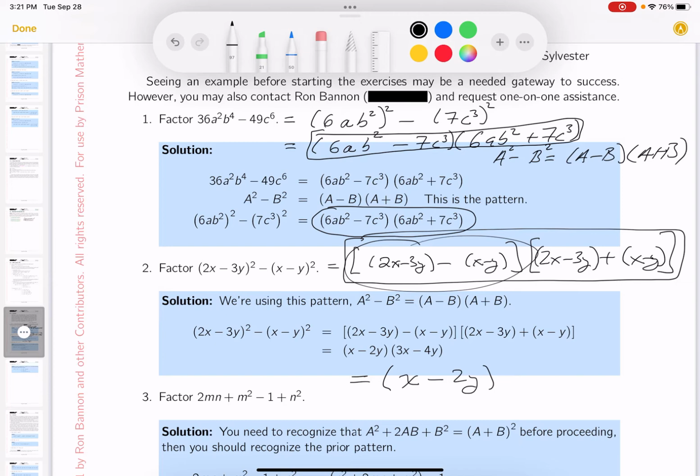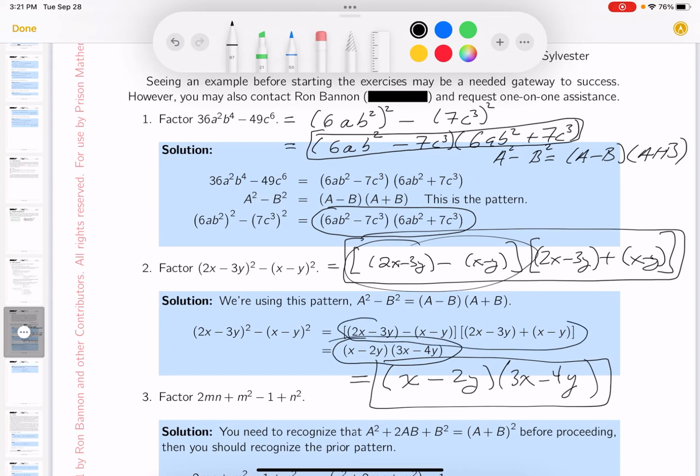I just did this thing over here. Now let's do the next guy. I want to see 2x plus x is 3x. Minus 3y minus y is minus 4y. And we're done. That's a better answer, by the way. That answers what we're staring at right over here. Both answers are being listed, but this one is very busy looking. The final answer is really nice: x minus 2y times 3x minus 4y.